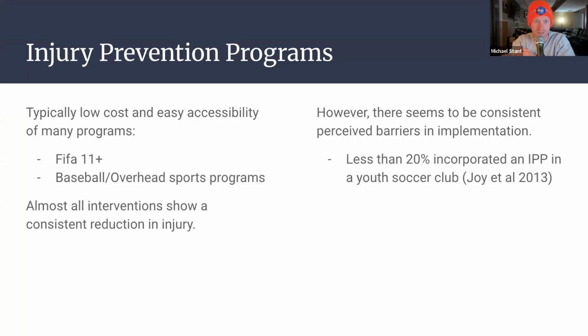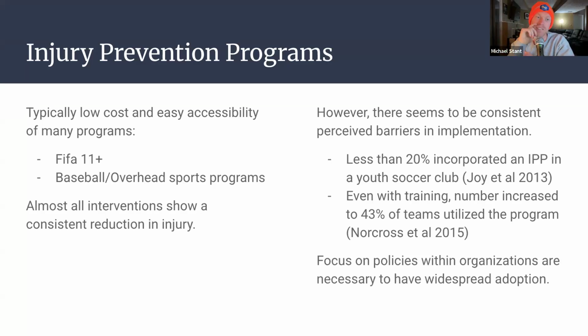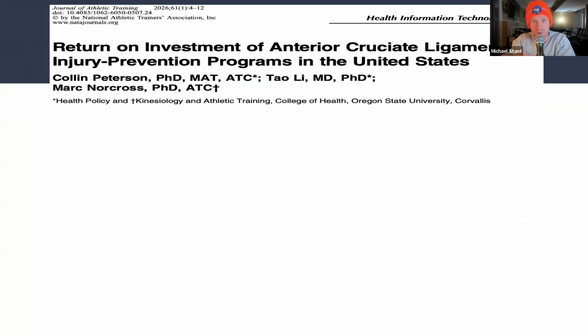So one study found less than 20% of youth soccer clubs incorporated an injury prevention program. Even when they train the coaches, only 43% have used it. So we're getting stopped somewhere from being able to actually use these programs. The biggest thing, especially in a youth soccer club, is you kind of have to start mandating it, and it needs to be more of a focus on policies within an organization for widespread adoption. Unfortunately, you can't just show a coach and say, hey, you should do this. They probably won't do it.